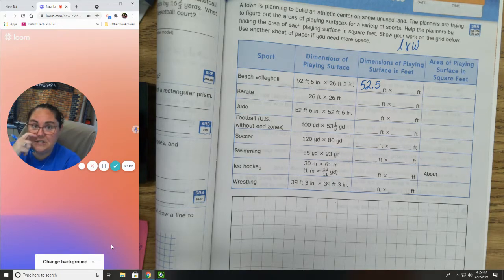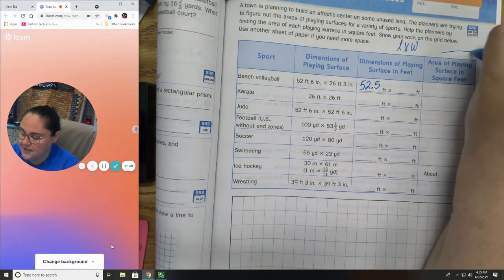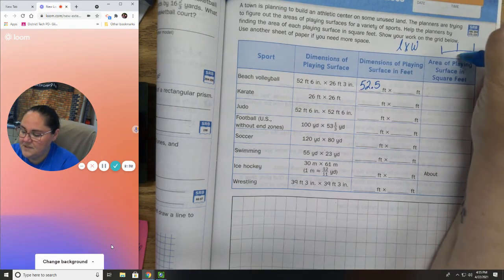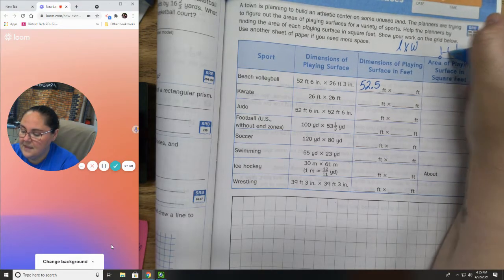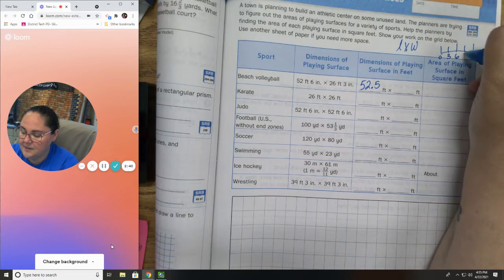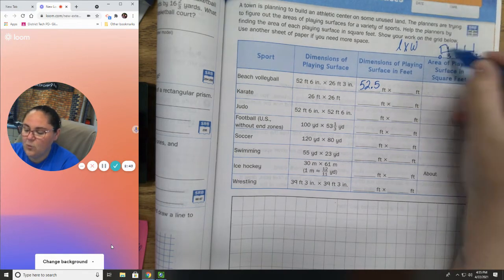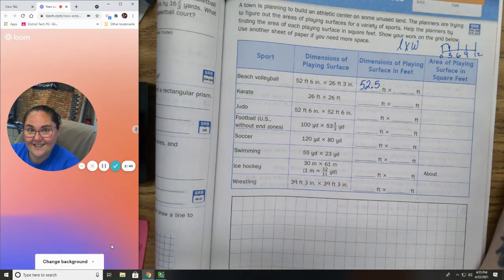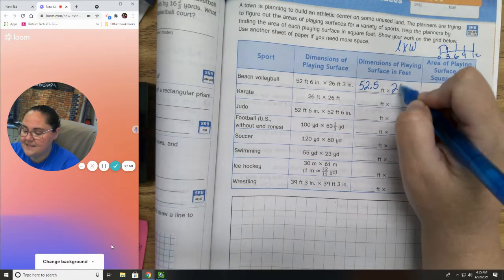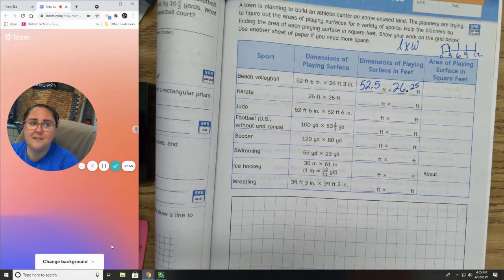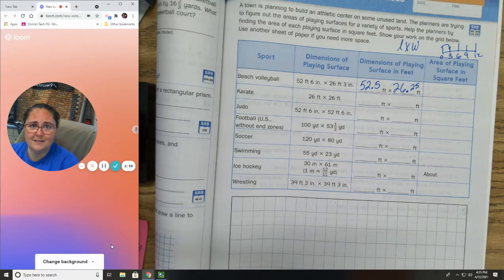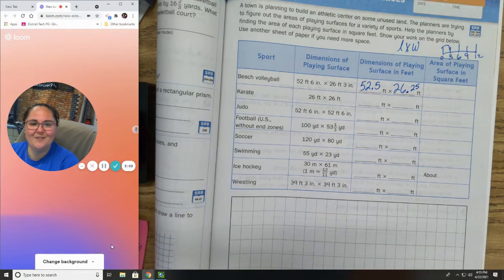I know that 3 inches, okay, so if I have 12 inches here, this would be 6 inches. This would be 3, and this would be 9. So 3 inches would be 1/4 of a foot, right? So what I could say here is 26.25. The reason why I say 0.25 is because that's a fourth of a dollar, a quarter, right? So that's what we're going to do for those numbers.